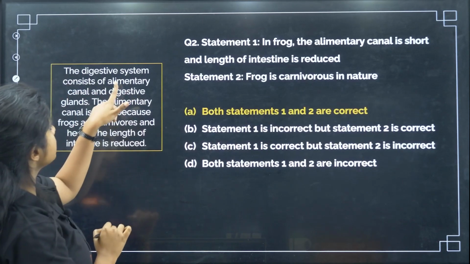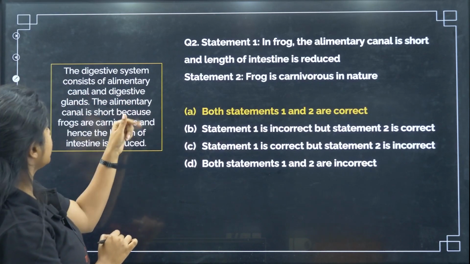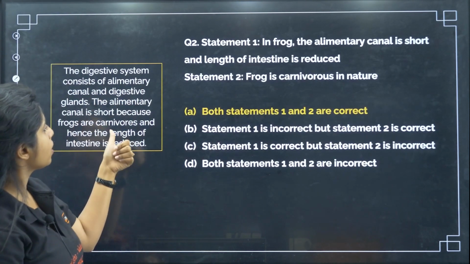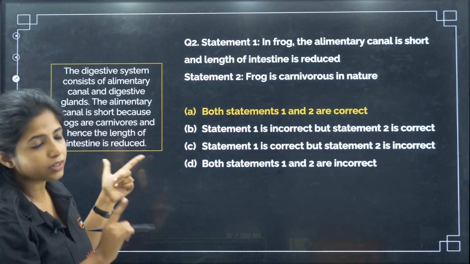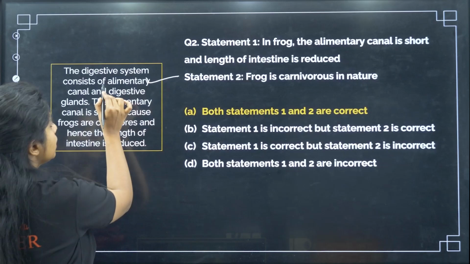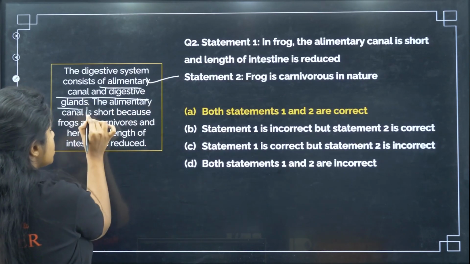So the digestive system consists of alimentary canal and digestive glands. The alimentary canal is short because the frogs are carnivores, and hence the length of the intestine is also reduced. This is directly from your NCERT. One more thing is written, it consists of alimentary canal and also digestive glands.